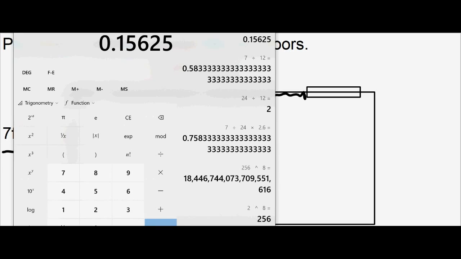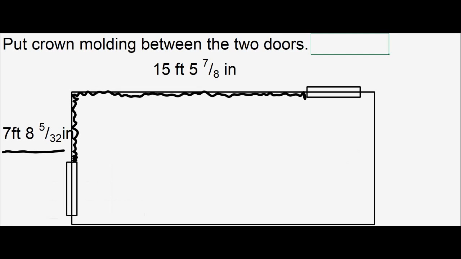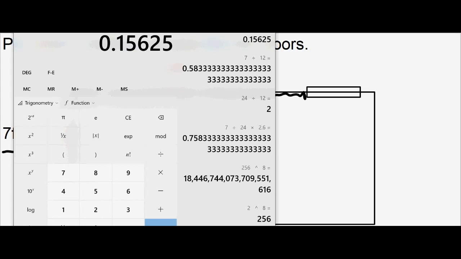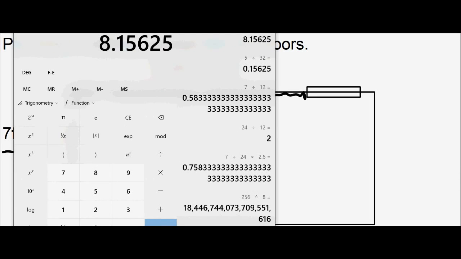So we've done our division. That gives us our fraction. That's a fractional number of inches. And if we remember, we then have 8 whole inches. So I am going to add 8 to give me the number of inches.